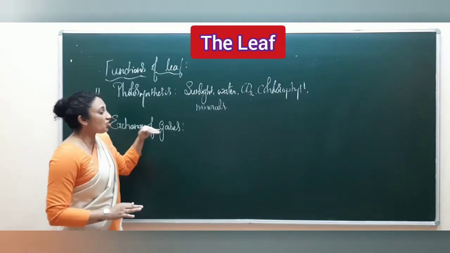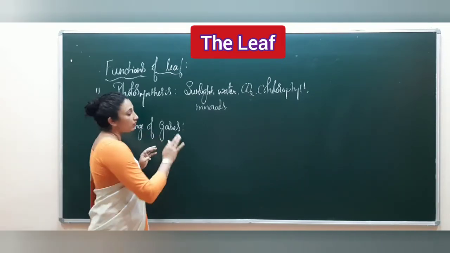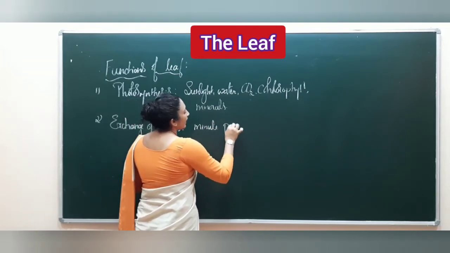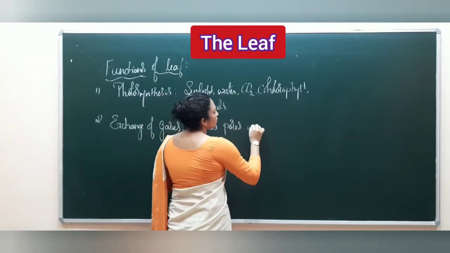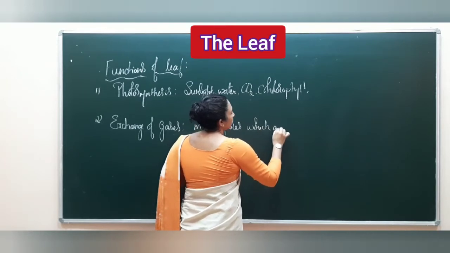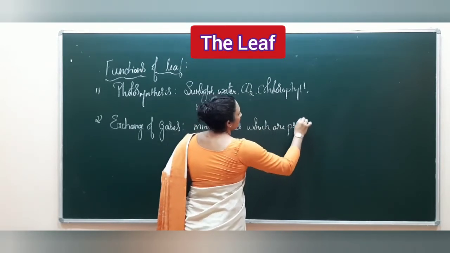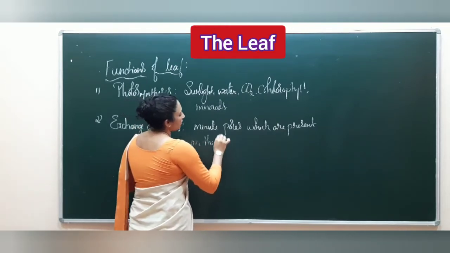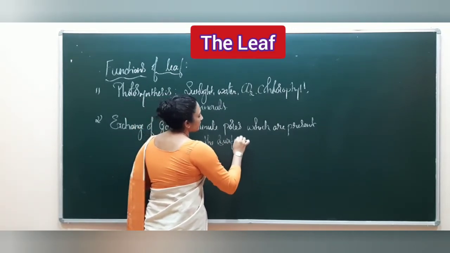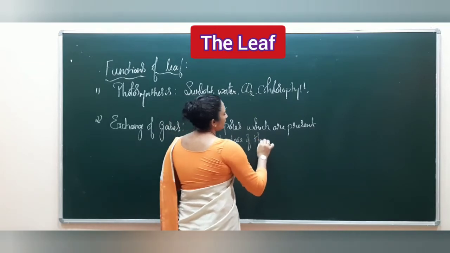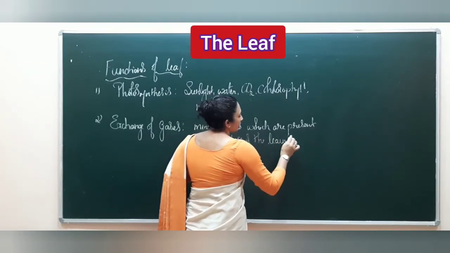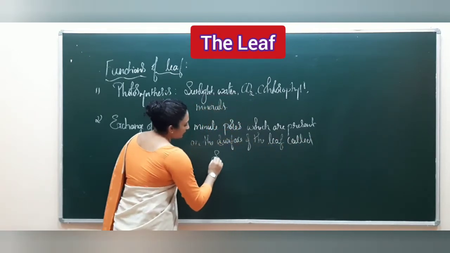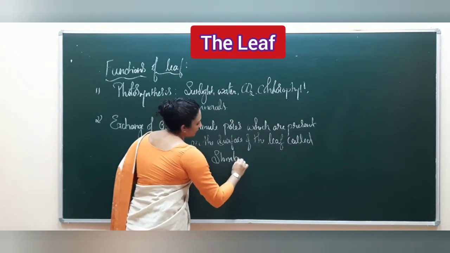So this exchange of gases takes place with the help of minute pores which are present on the surface of the leaf, called stomata.